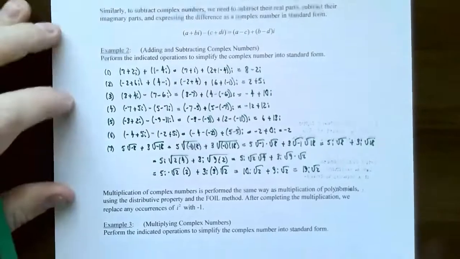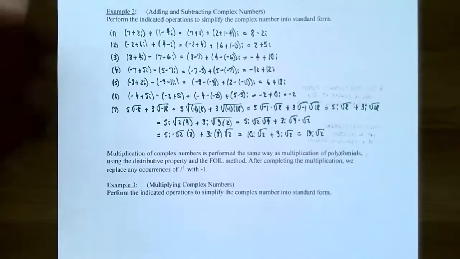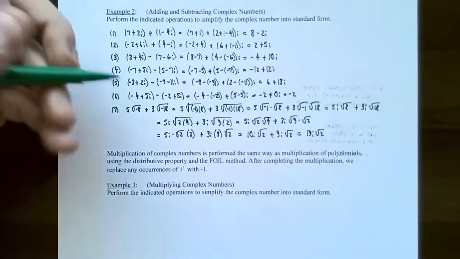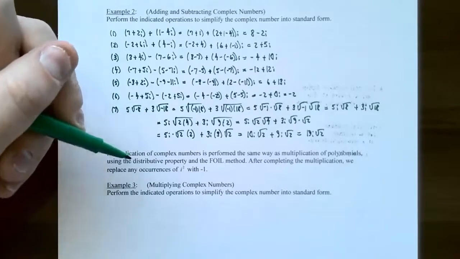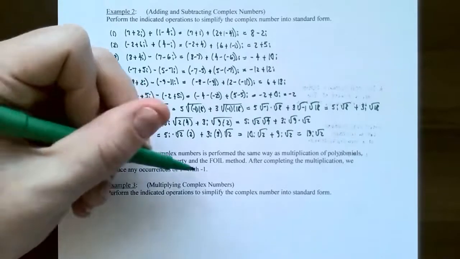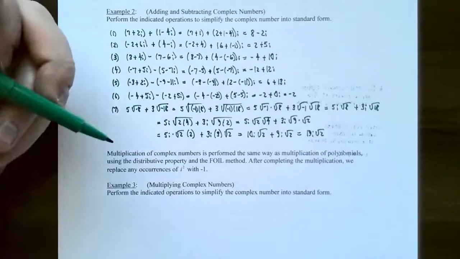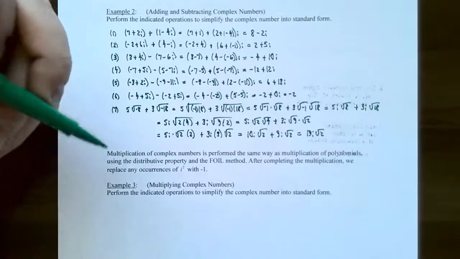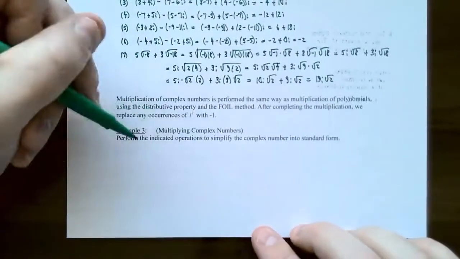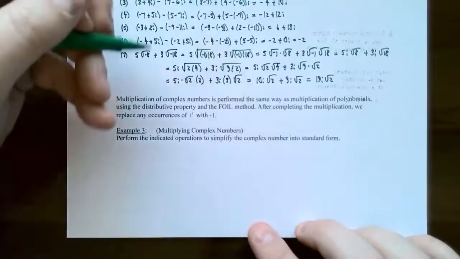Okay, multiplication. Multiplication of complex numbers is performed exactly the same way as you would perform multiplication involving polynomials or binomials, using the distributive property and also the FOIL method. And just keep in mind that if you have an i squared, that needs to be simplified to just negative 1, so that your answer only involves either real numbers or complex numbers with just i, no i squares. So number 3, multiplying complex numbers. Perform the indicated operations to simplify the complex number, and again, make sure your answer is in standard form.